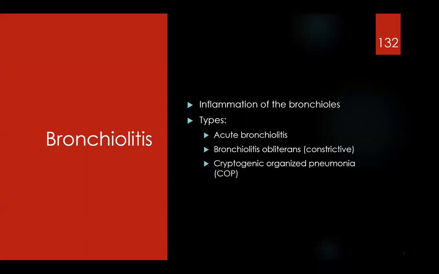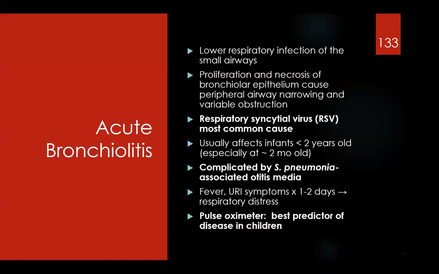Bronchiolitis, so this is inflammation of the bronchioles. There's acute bronchiolitis, bronchiolitis obliterans, which is constrictive, and cryptogenic organizing pneumonia. So, lower respiratory infection of the small airways, proliferation and necrosis of bronchial epithelium cause peripheral airway narrowing and variable obstruction. RSV is the most common cause.